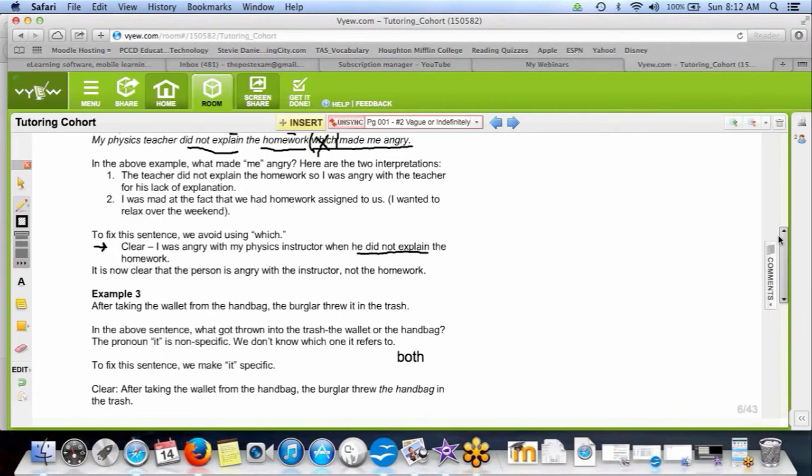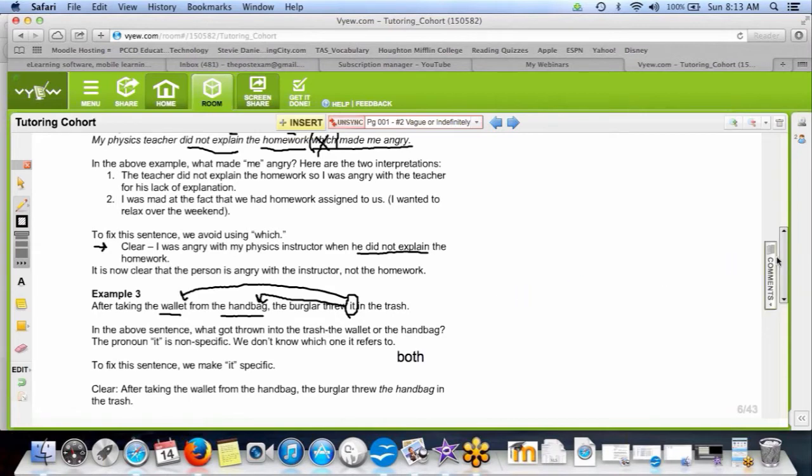Let's take a look at 3. And this is a very common type of pronoun question you'd get on the exam. After taking the wallet from the handbag, the burglar threw it in the trash. Well, here's a problem. It is a singular pronoun. It can only refer to one thing. But the problem is, the burglar took the wallet and a handbag. So what did he throw in the trash? Did he throw the wallet in the trash? Did he throw the handbag in the trash? Well, we don't know, right? So that makes the sentence vague.